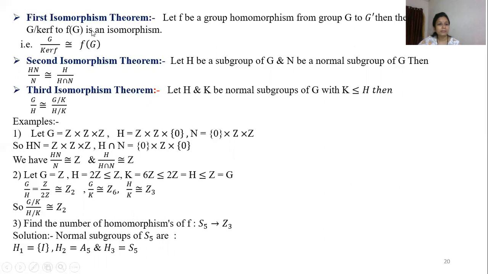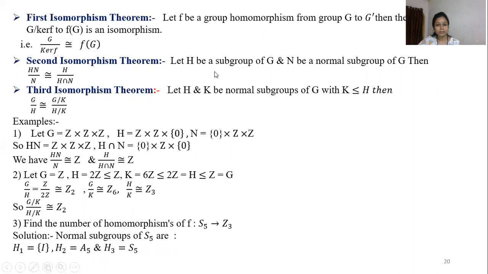What is the meaning of the first isomorphism theorem, simply? Every homomorphic image of a group G is isomorphic to a quotient group of G. Why is this a quotient group? The kernel of f is a normal subgroup of G. That's why this quotient group exists.